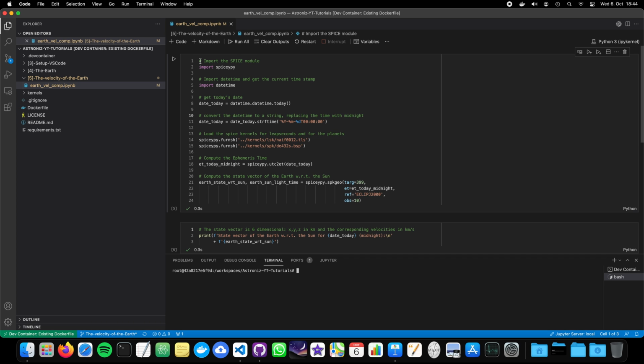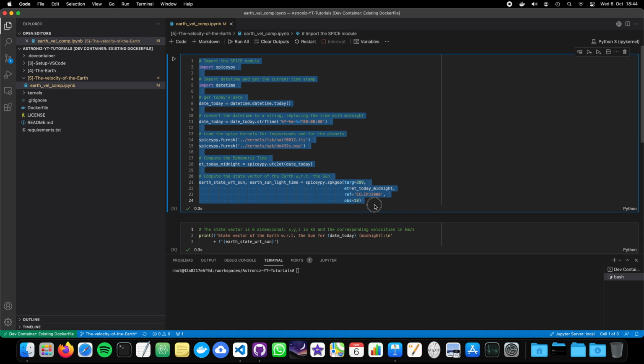Now today we will still cover the Earth, and as the title says, we will take a look at the velocity and try to verify our results from last time. So here, this coding block from last time, I just summarized it, where we import SpiceyPy, where we compute the date for today, or especially midnight. We import two Spice kernels that are needed for the time computation and also for the position computation of the Earth. We compute the ephemeris time by converting the UTC timestamp into this ephemeris time with the Spice function UTC to ET.